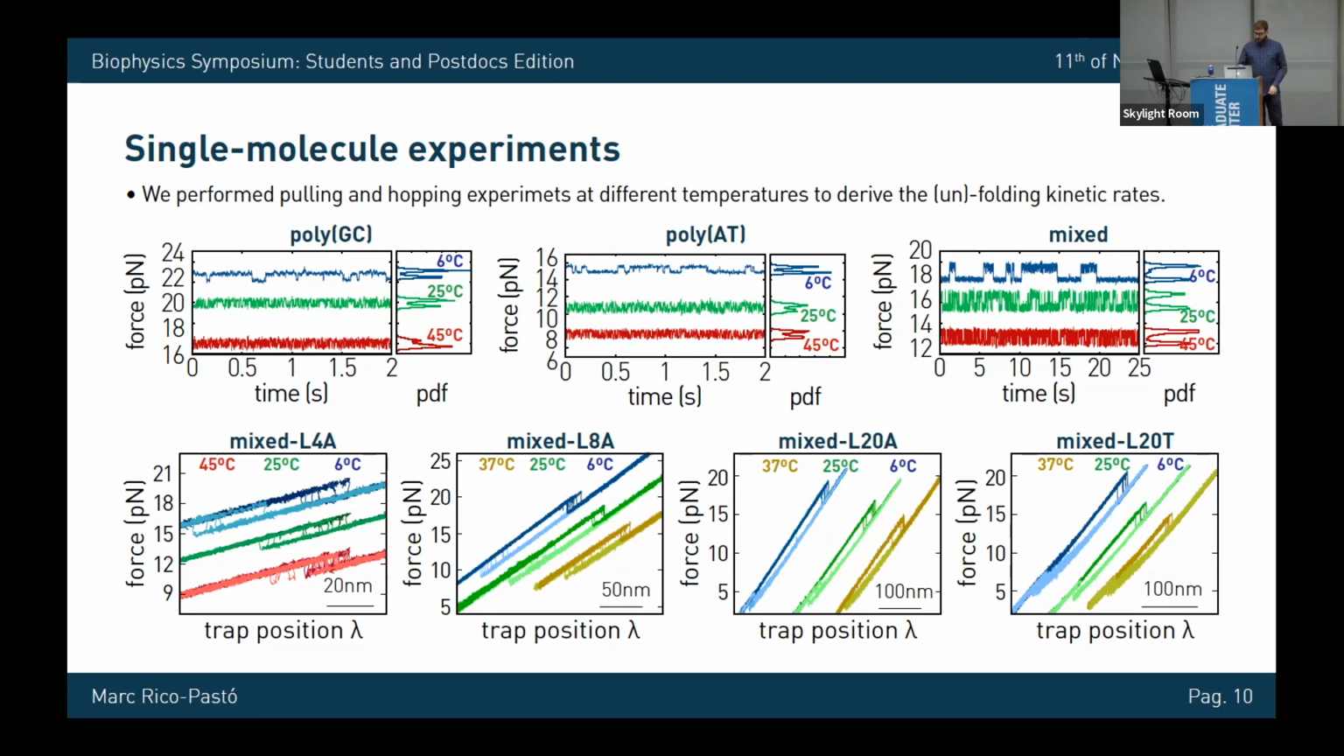Also, we can note that in the unfolding and folding trajectories for the loop of 8 adenines and the loop of 20 thymines, we can clearly see a hysteresis between the unfolding and folding trajectories. Due to this hysteresis, I couldn't do hopping experiments with these hairpins. From this data, I extracted the kinetic rates for these molecules. I derived the kinetic rates from the average.